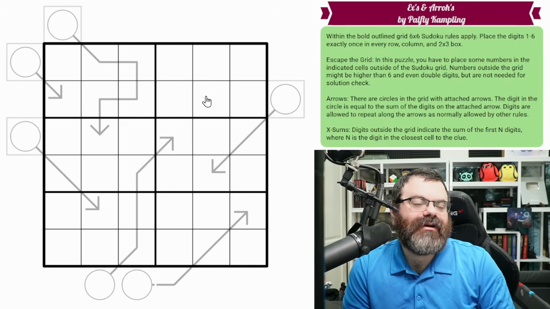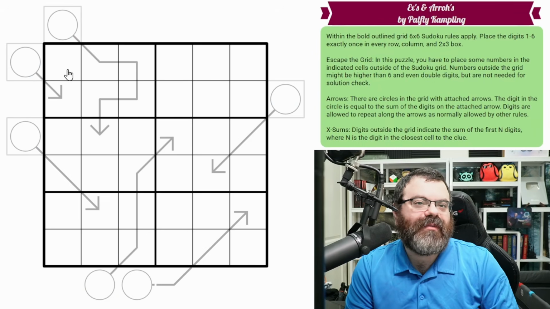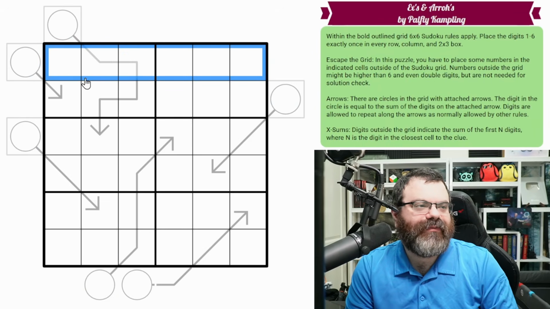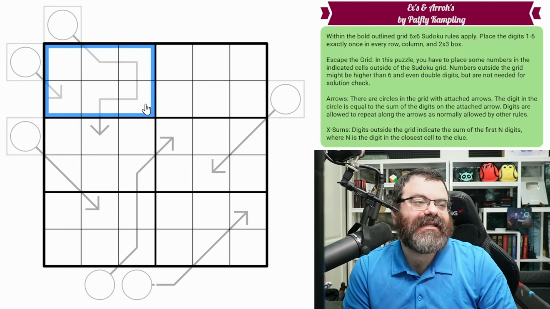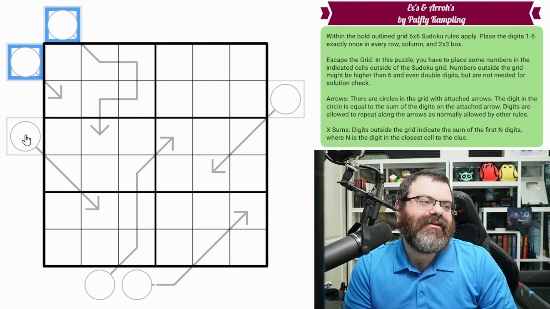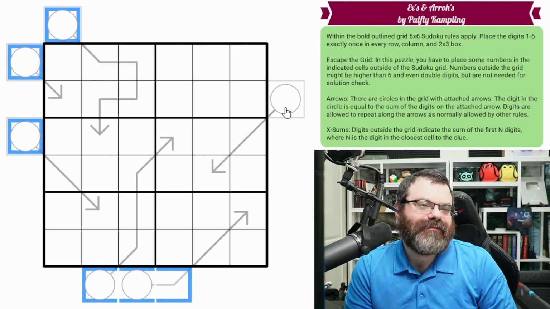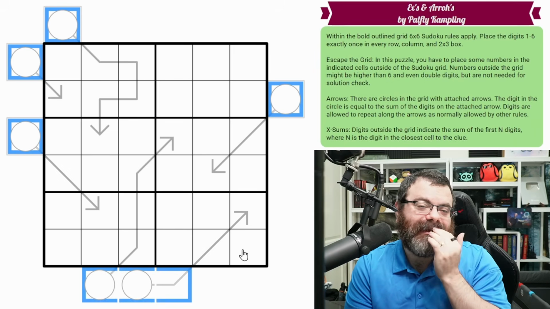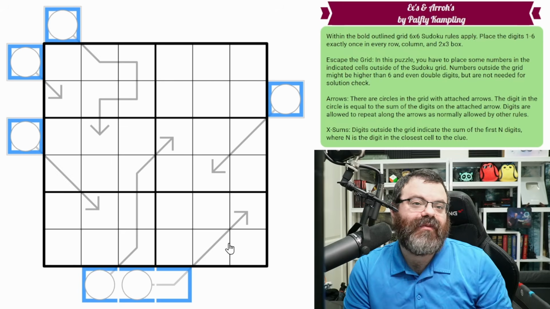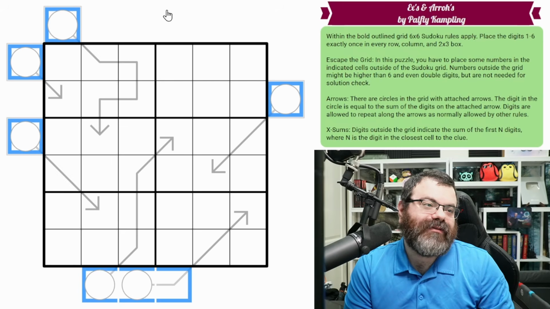So how does this work in this puzzle? Well, we do have normal 6x6 Sudoku rules. So in each row, each column, and each 2x3 box, we are placing the digits 1 to 6 exactly once each. Now outside the grid can be any integer. These are going to get filled with some integer, and it doesn't have to be 1 to 6, but they do have to follow the rules of the rest of the constraints.